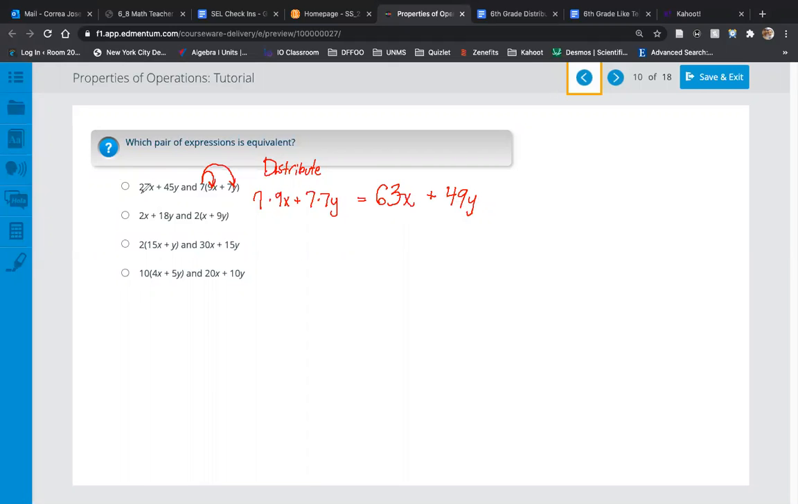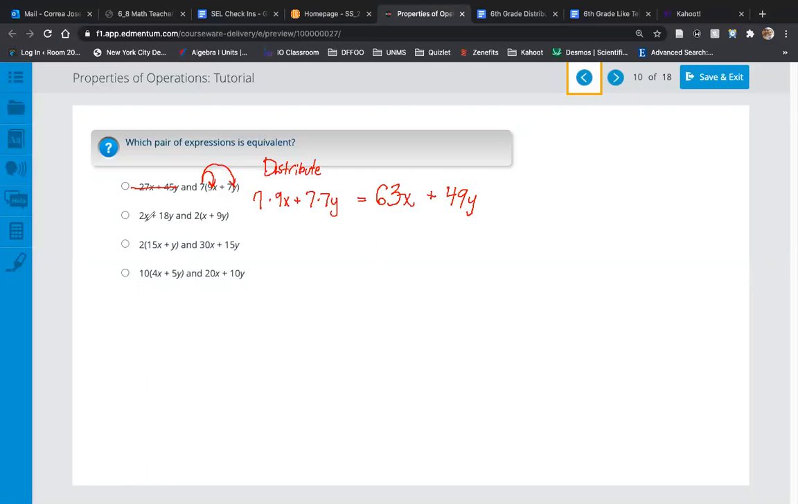The left-hand side says 27X plus 45Y. So the only way these would be the same thing is if the number next to the X is matched up, right? This says 63X, that says 27X, so this can't be right. Then you would just check the next one.